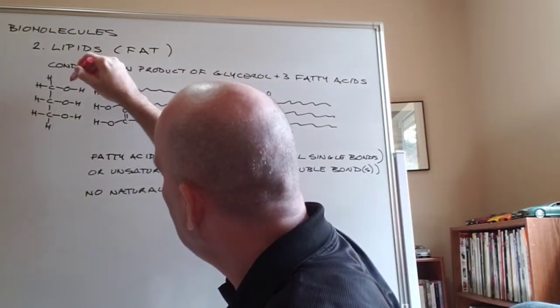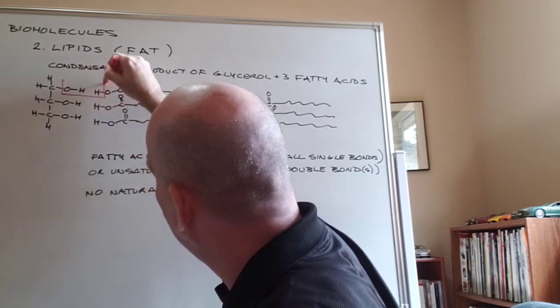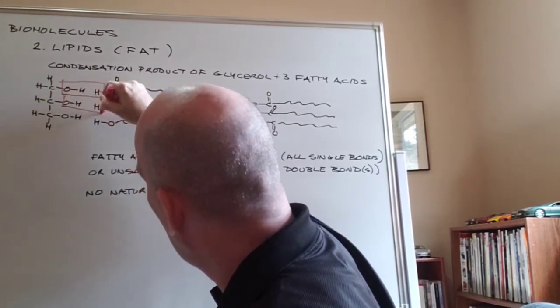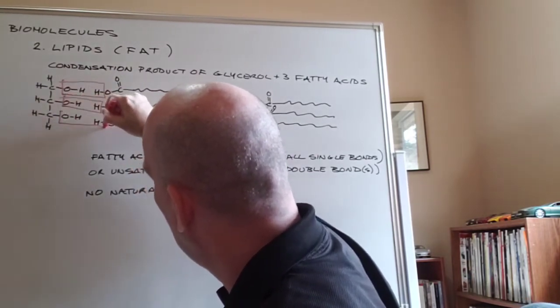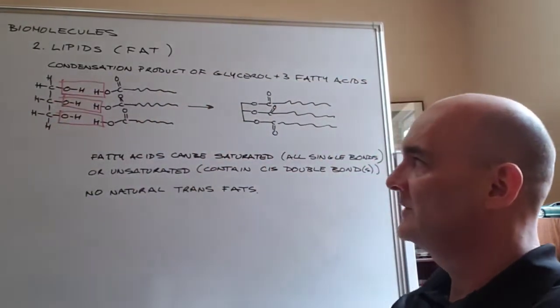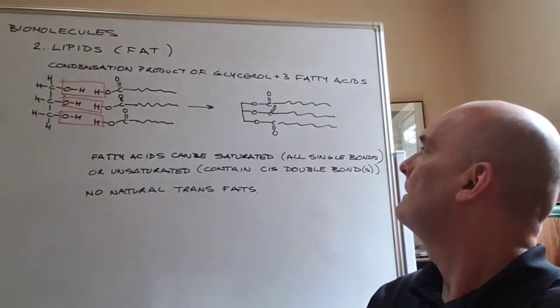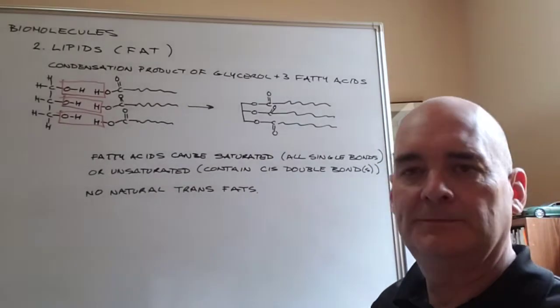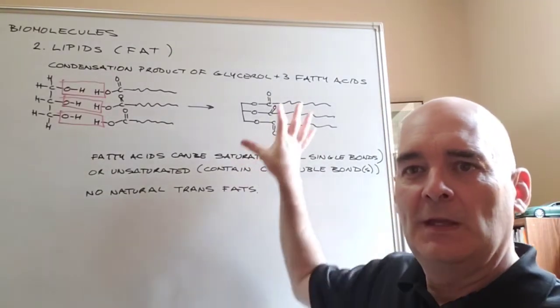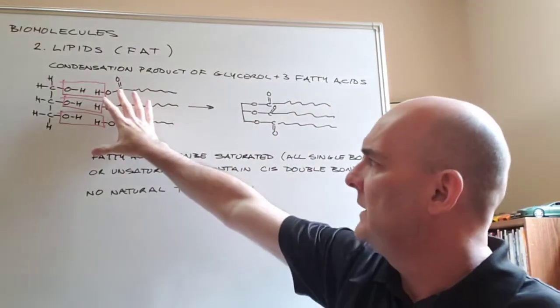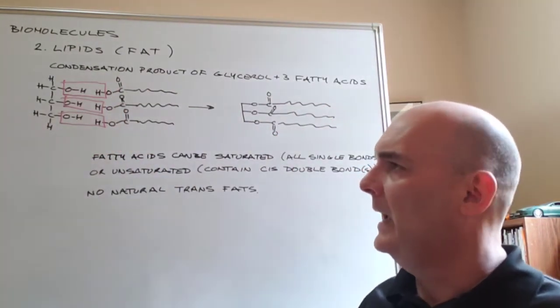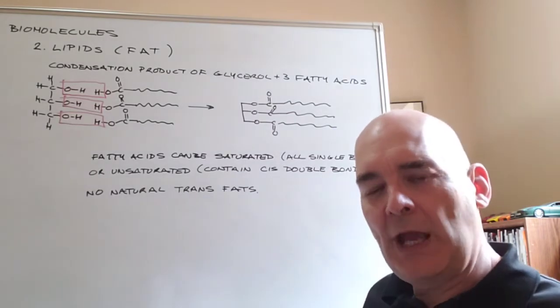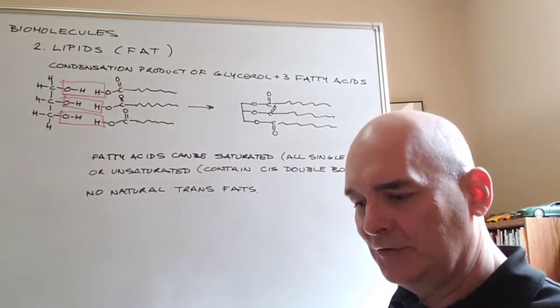So I'm going to go in here and I'm going to remove 3 molecules of water. That's a condensation. I'm going to make a molecule that looks like this. Okay, so this is the fat part. These are its components.